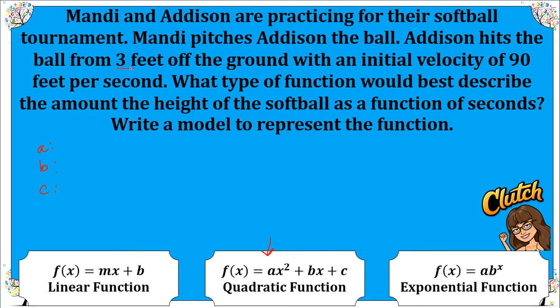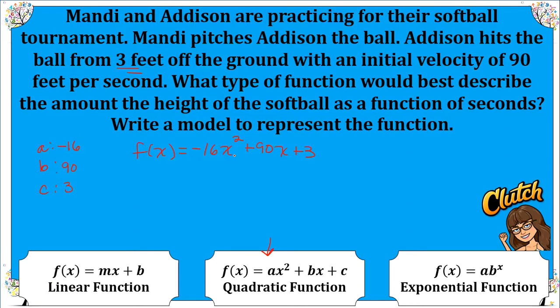So because we're talking about feet, we're going to use -16. Our velocity is 90 feet per second, and then our C value is 3. So when we put this all together, the height of the ball, depending on how many seconds it's in the air, here is our model.